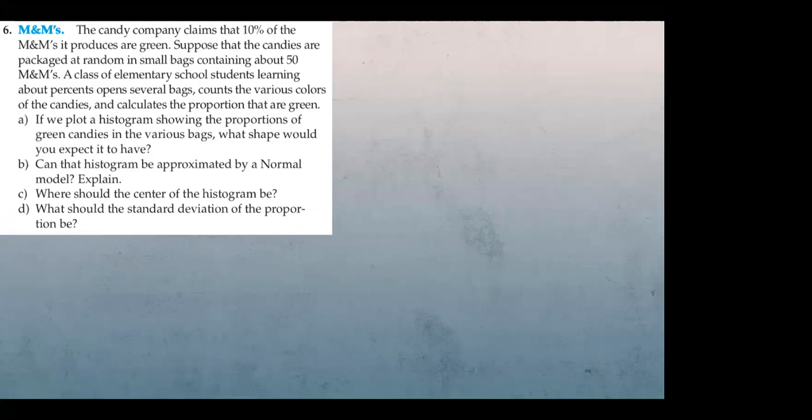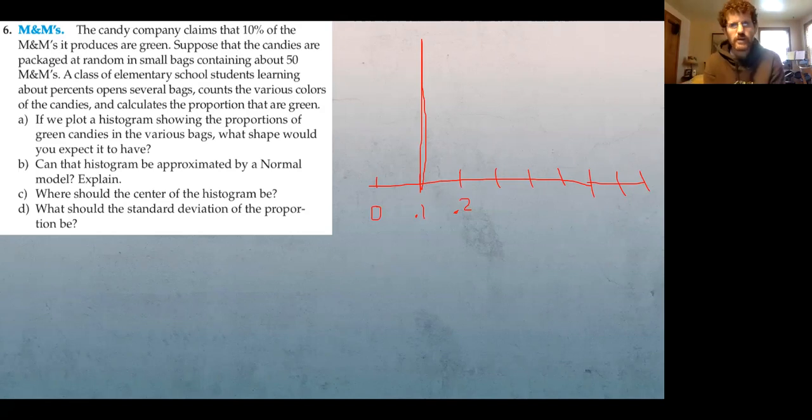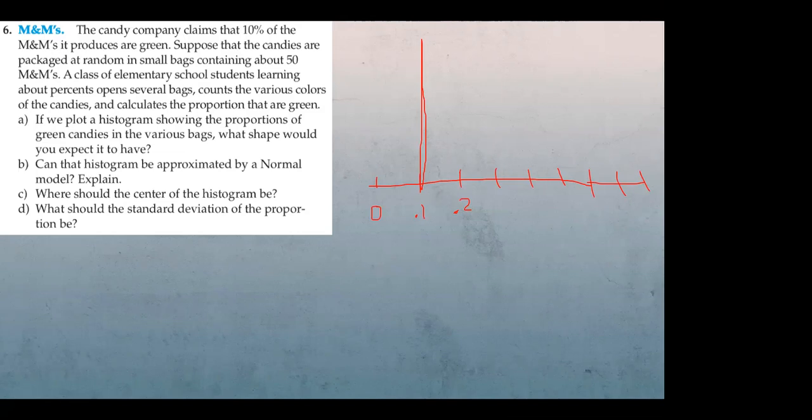Normal. Okay, and it could be normal. So let's just think through this real quick. Here's 10%, 20, 30, 40, 50, 60, 70, 80. It doesn't really matter. So here's 0%, here's 0.1, 0.2. We certainly expect it's going to hover around 0.1. Now, in a bag of 50, is it theoretically possible to get 0 green candies? Yeah, it is. We wouldn't expect it really, but we might.